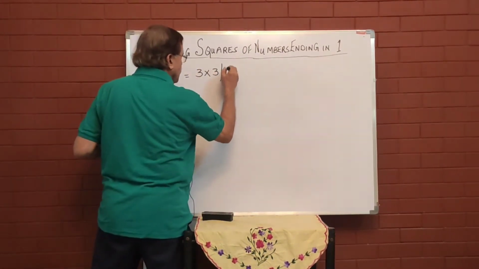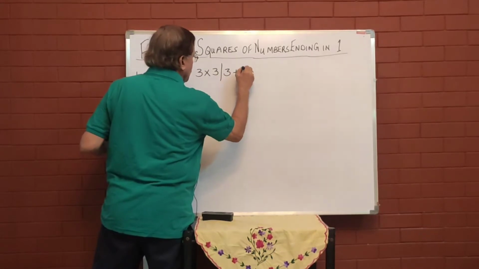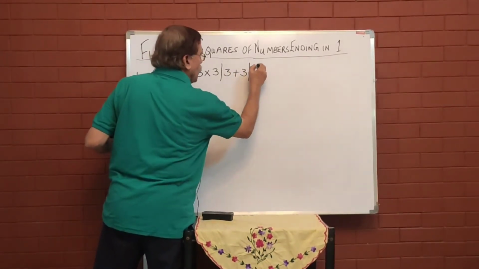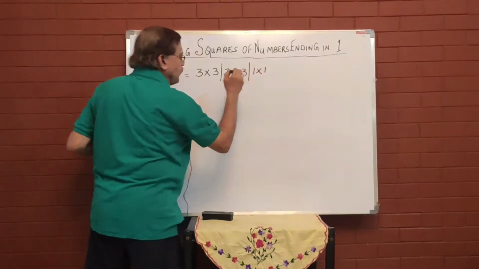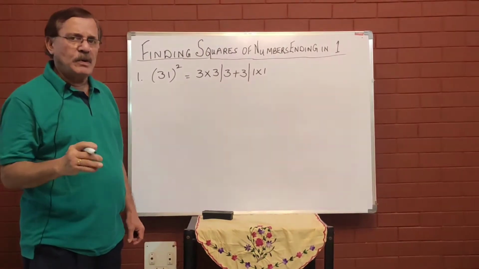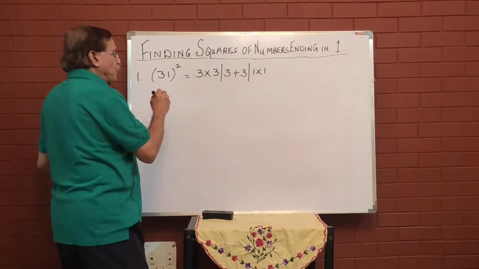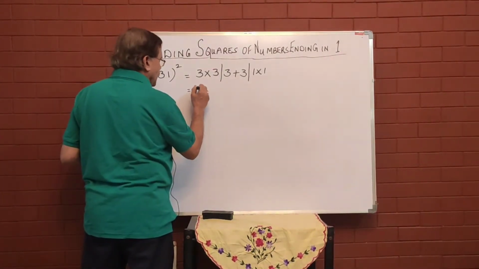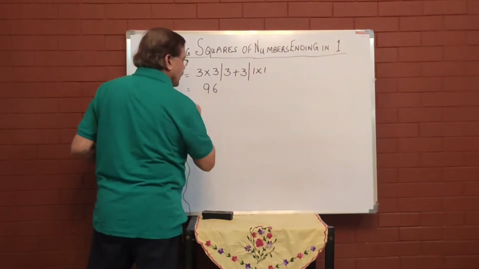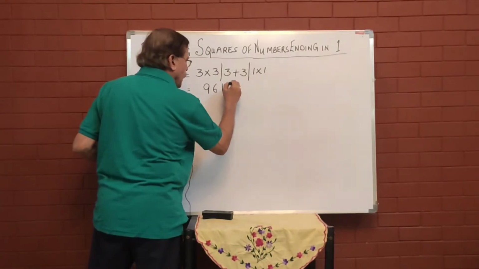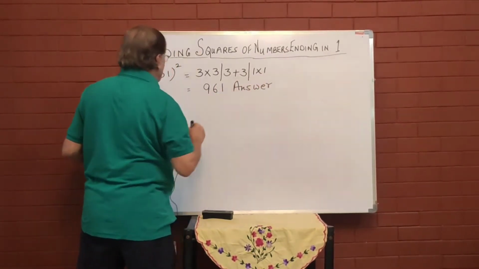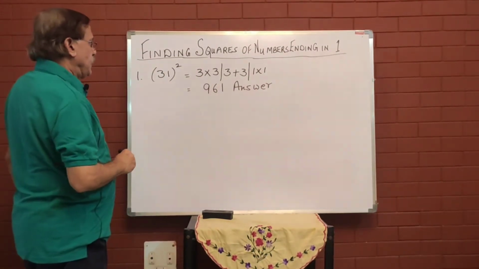The second step is 3 plus 3. And the third step is 1 multiplied by 1, or 1 only. Next time we are just going to write 1 in the third step. In fact, the third step will always be 1. So the final answer you will have is: 3 3s are 9, 3 plus 3 is 6, and 1 1s are 1. This is your answer for the square of 31: 961.